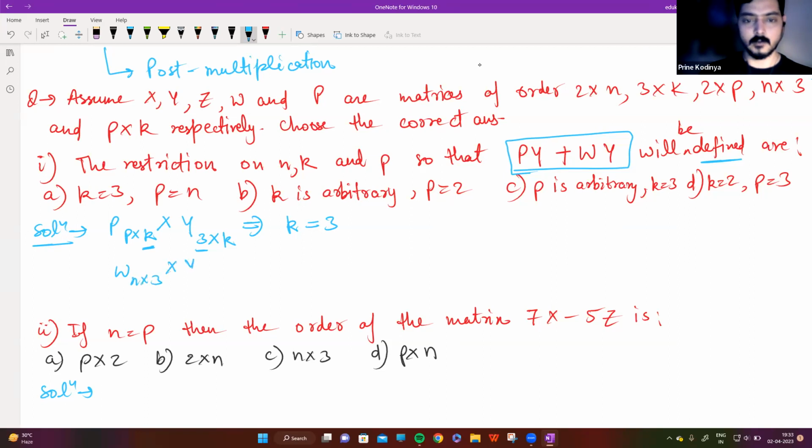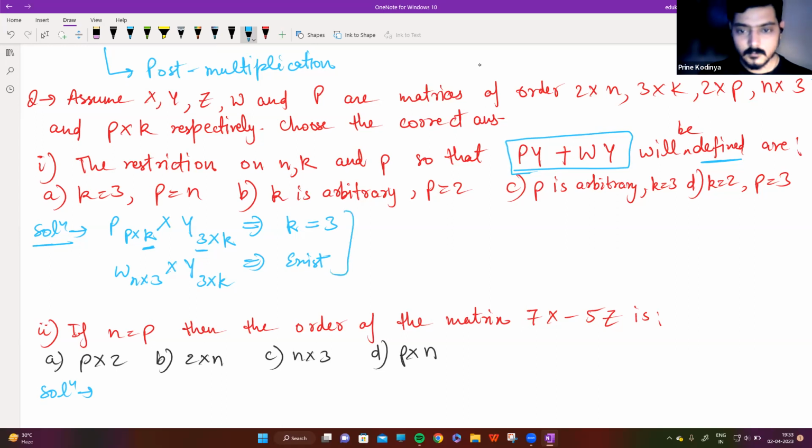And similarly, the order of Y is 3 cross K. So if WY exists, 3 has to be equal to 3, which is already true. So this exists already. This didn't give us any condition. It is telling us that you can already multiply W with Y. The order is given such that you can multiply W into Y. But for P cross Y, you have to take K as 3.